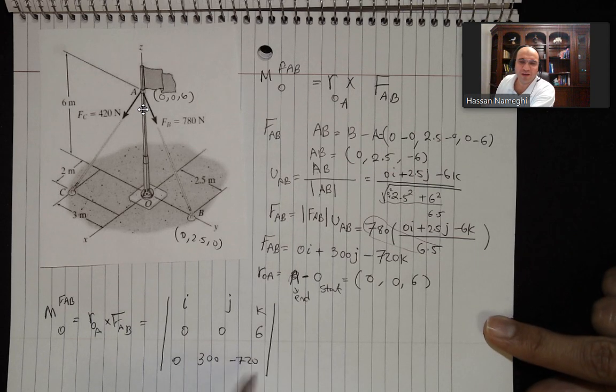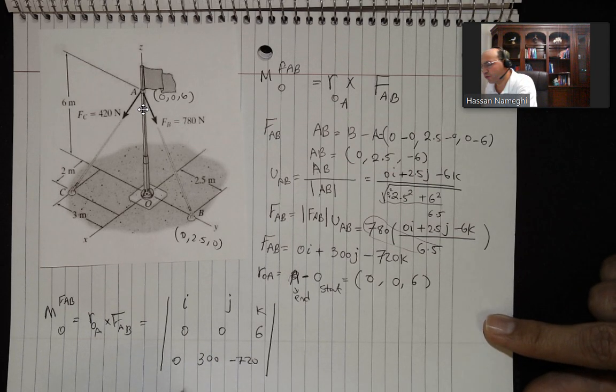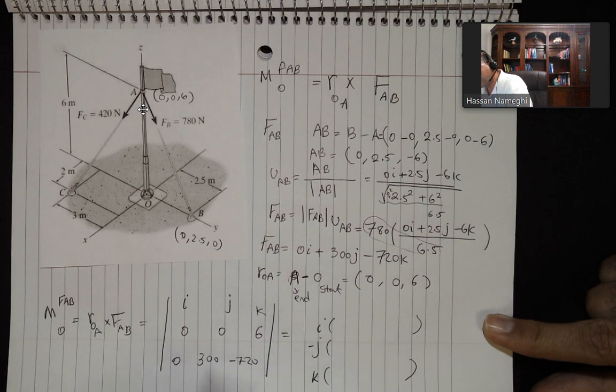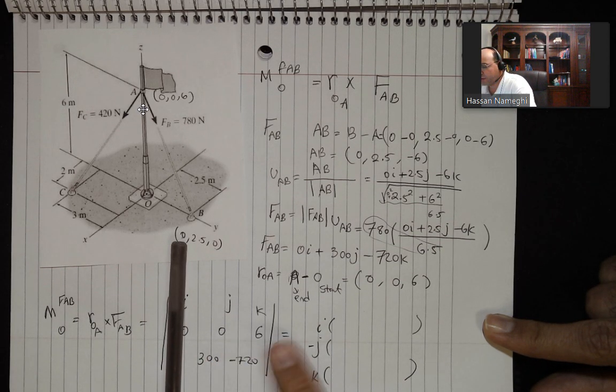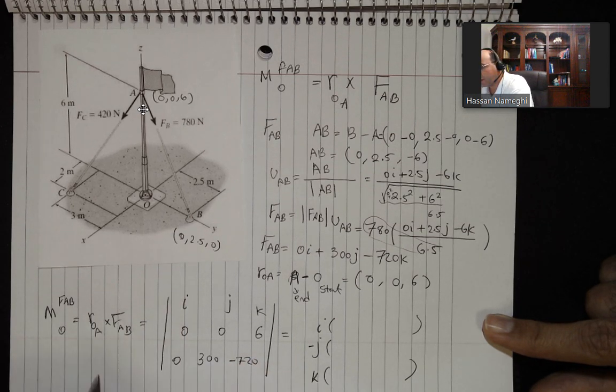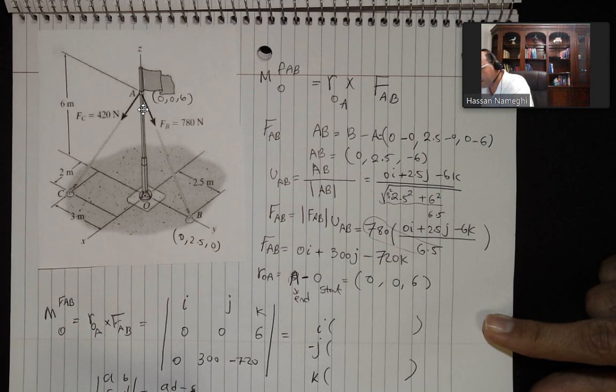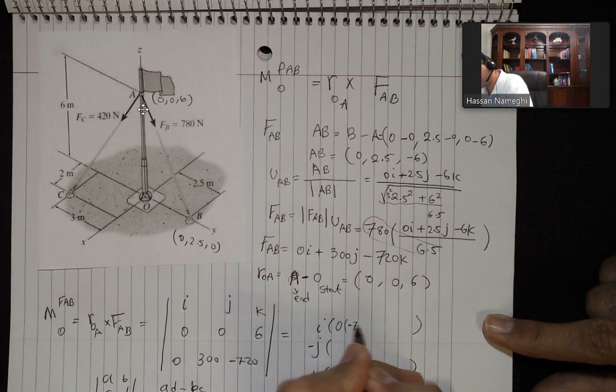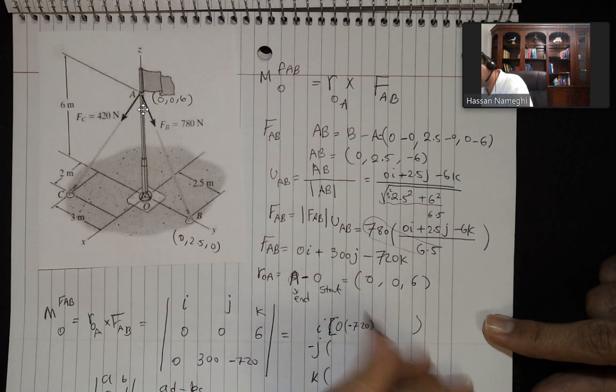Now go back to the little determinant that I showed you. So you put I minus J and K. If you cover the I, you get 0, 6, 300, minus 720. In this little determinant, we already talked about that. If you have a little determinant A, B, C, D, it is AD minus BC. So if I cover it like this, this will be 0 times minus 720, and then minus 6 times 300.